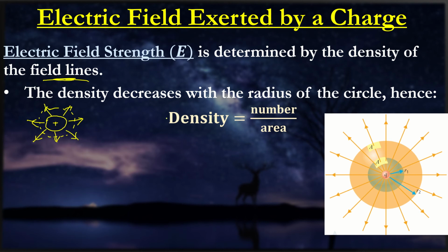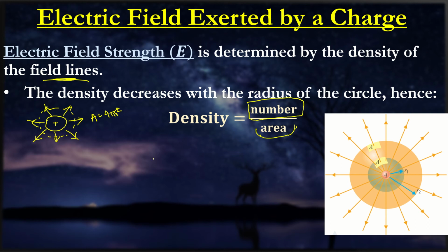Okay, so we know that if we want to calculate the density, we want to firstly work out how many electric field lines we are generating, and also how much territory is being covered. If it's going in a radial or circular form, we know that the area of a circle is 4 pi r squared.